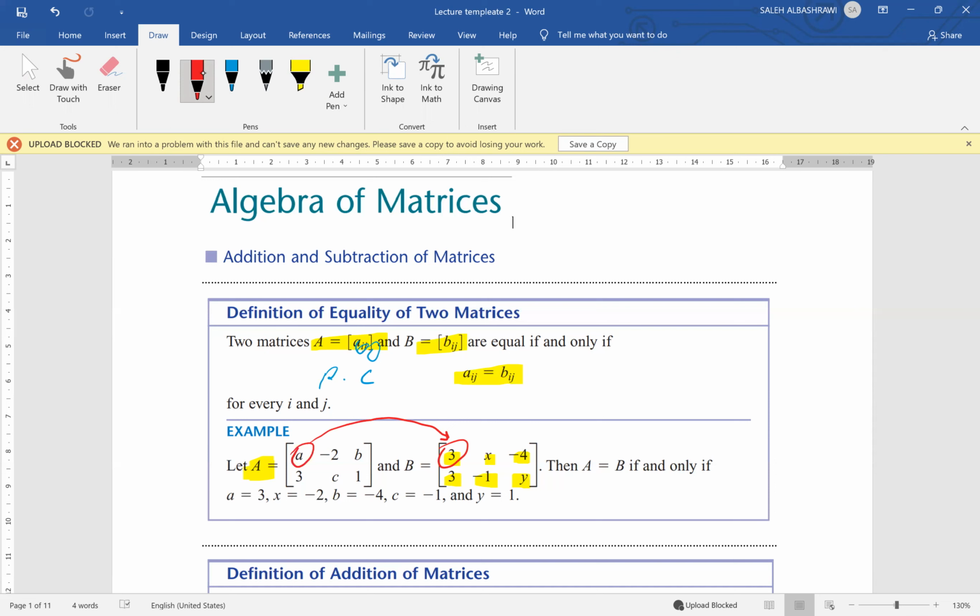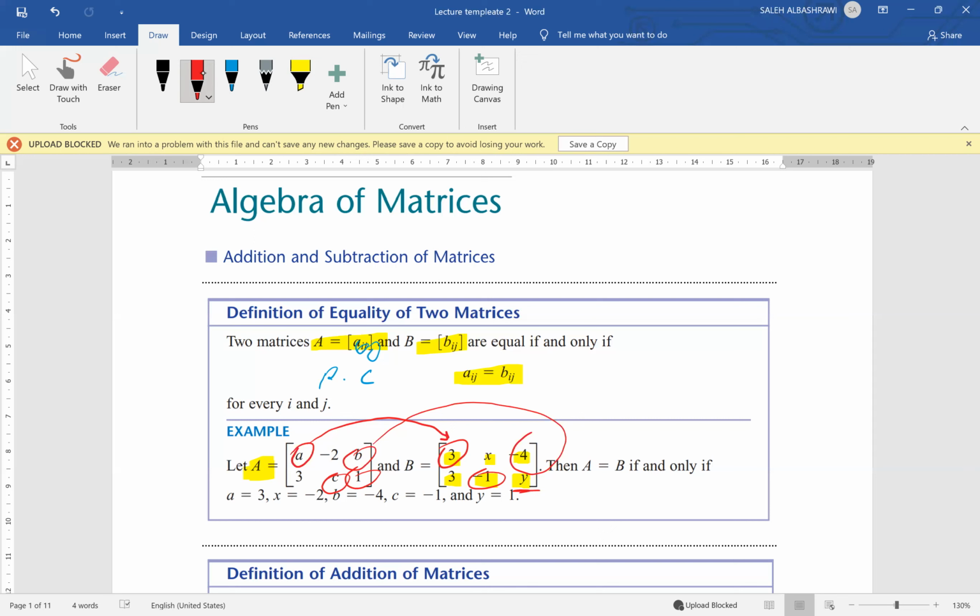So a must be equal to 3. The first element, first row, first column, equals the first element in the first row, first column of the second matrix. And b must be equal to, in the same location, minus 4. We have to look at the same location. And c is equal to minus 1 and y is equal to 1. So we are looking, again, for the elements in the same location. This is the first thing.